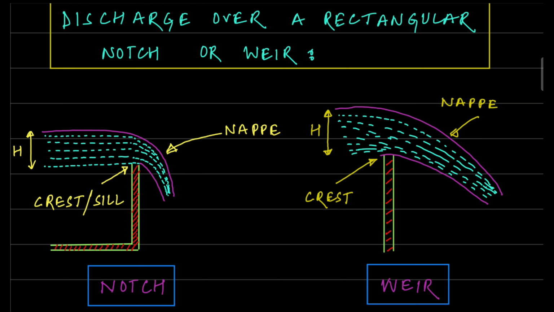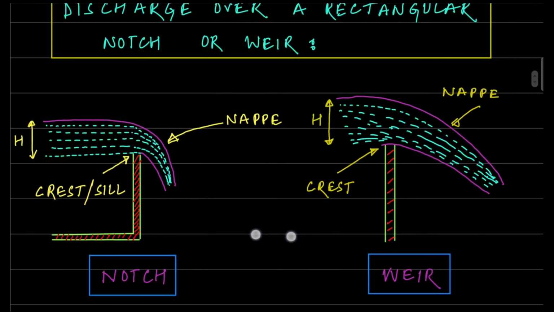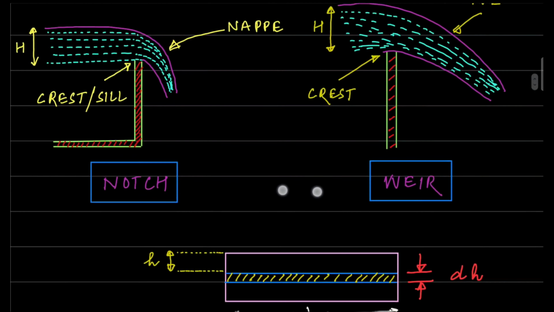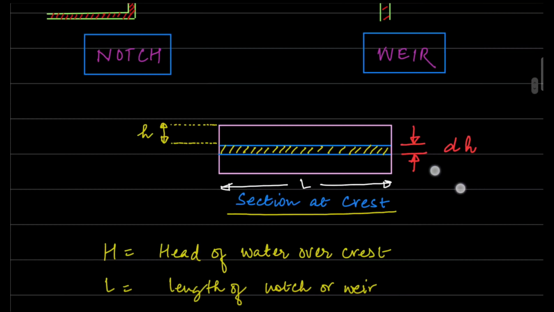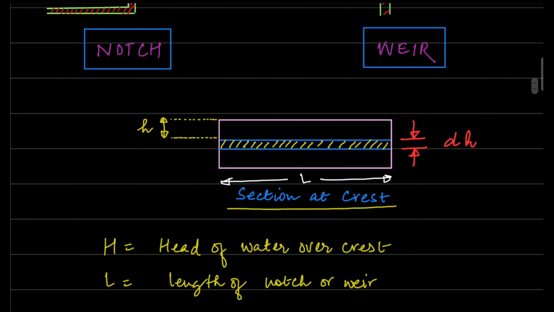if we take any cross section, the section at the crest will be drawn as a figure, which is shown over there. You can see the rectangular shape of the notch having a length of L. And if we talk about this section, this is the total head of the water over the crest, and L is the length of the notch or weir.